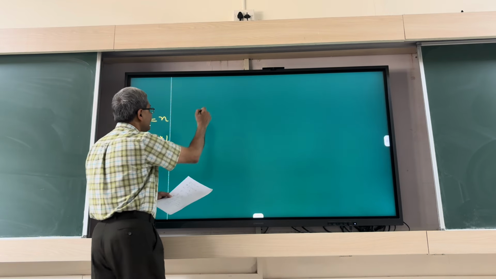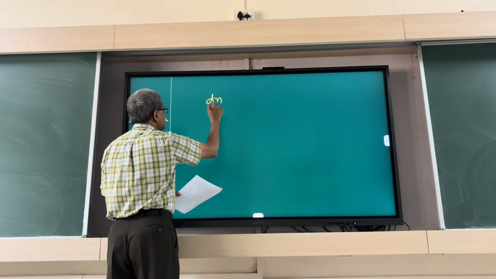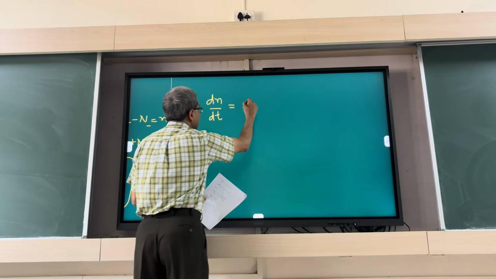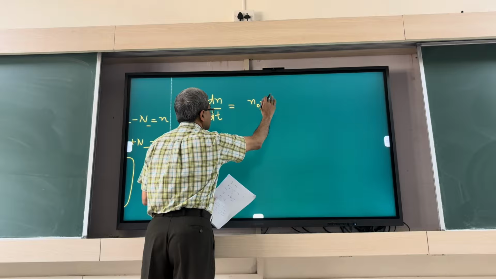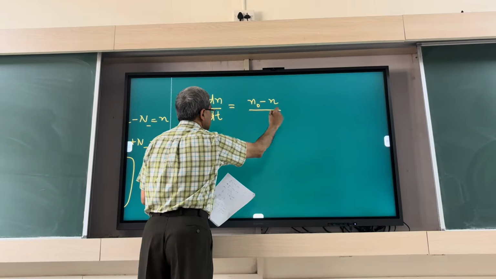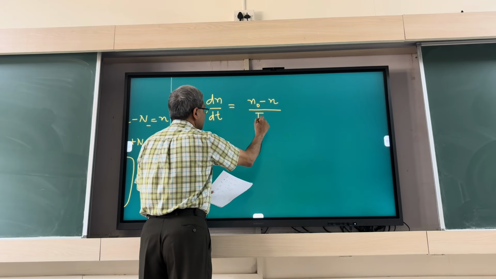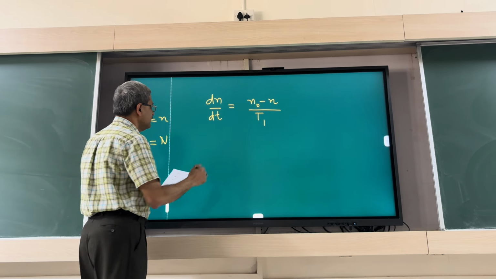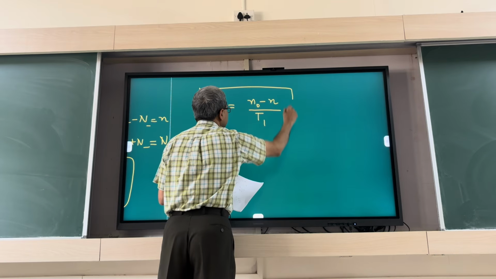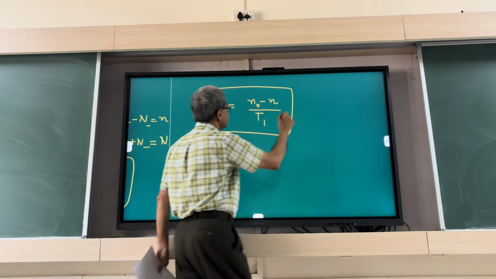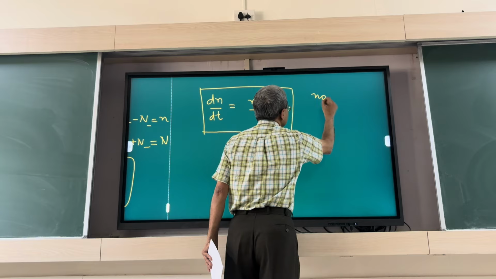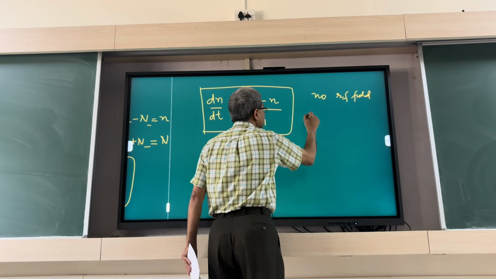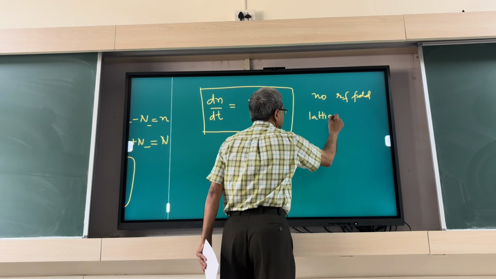I skip about a page of algebra, but what you get is dn by dt equals n naught minus n, divided by T1. So this is what you get, where, as I said, there is no RF field, but the lattice is present.